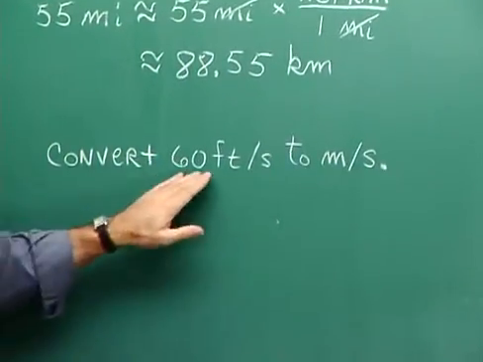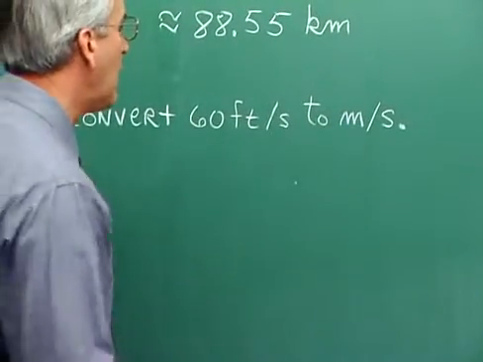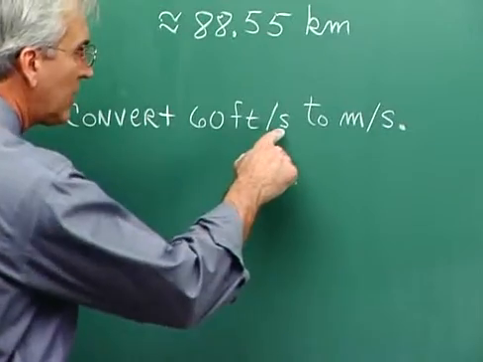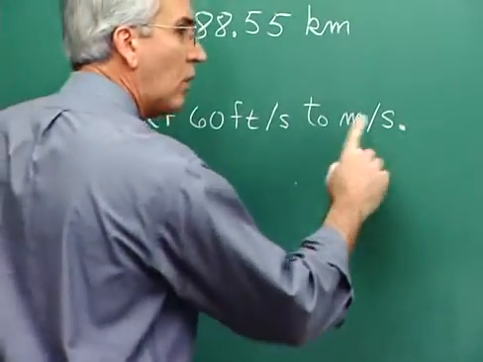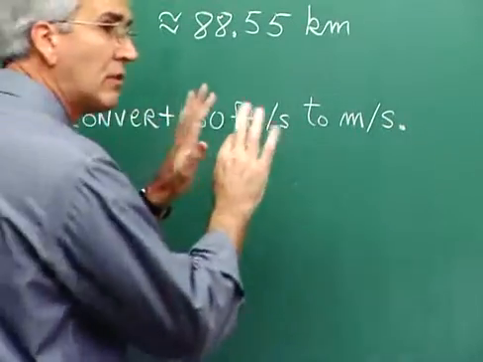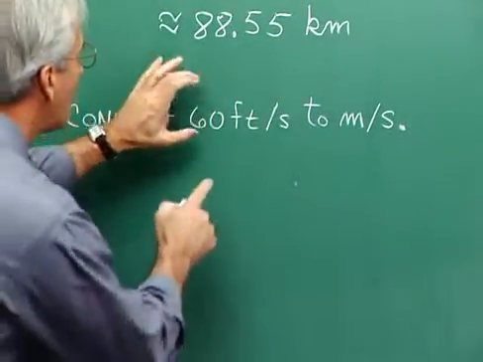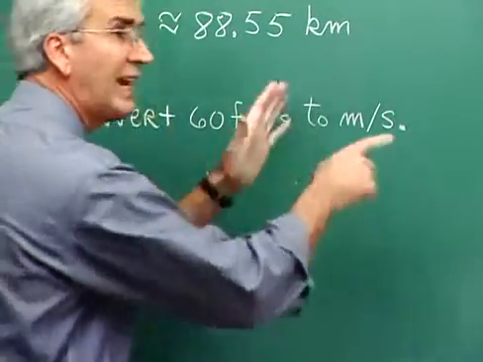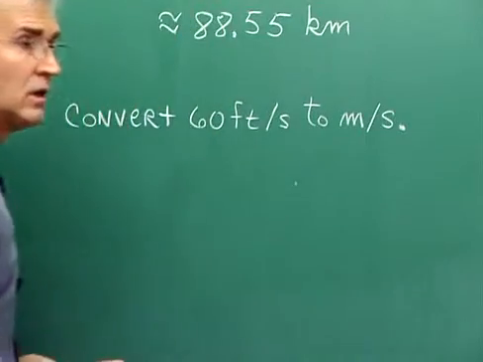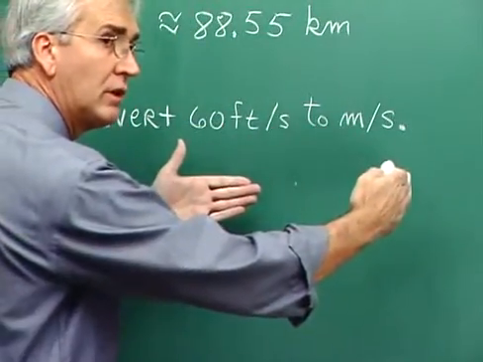All right, let's convert 60 feet per second to some number of meters per second. Notice that the per second idea is in both of these, so all we're really doing is converting the numerators of these fractions. We want to convert 60 feet into so many meters, and then the per second idea just kind of tags along. So we don't have to worry about that in terms of our conversion rate.